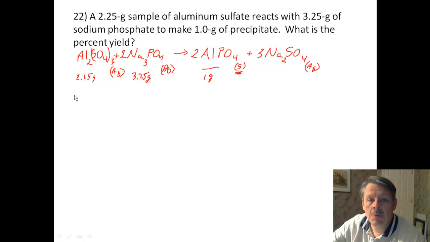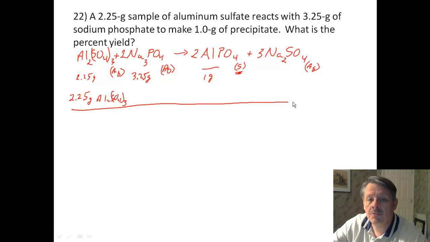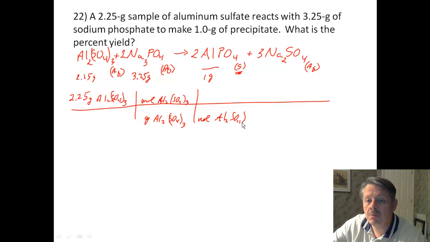All right, so let's go back and actually do our stoichiometry problem. 2.25 grams of aluminum sulfate, and I have to convert from grams of aluminum sulfate to moles of aluminum sulfate, and then I have to go from moles of aluminum sulfate to moles of our target, where in our case our target is the solid, so it's aluminum phosphate. And I have to go from moles of aluminum phosphate to grams of aluminum phosphate, because I have to be able to compare against the 1 gram that they're talking about that they got in the chemical reaction in the lab.